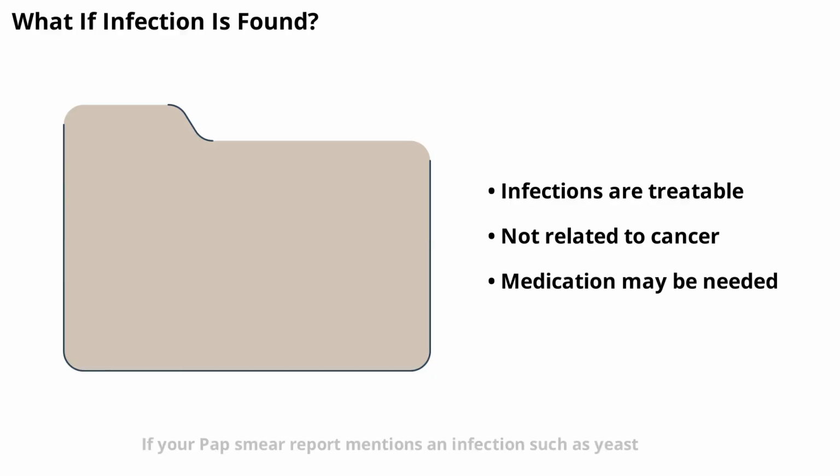If your pap smear report mentions an infection, such as yeast, trichomonas, or bacterial vaginosis, it means these organisms were seen in your sample. These infections are treatable and not related to cancer. Your doctor will prescribe medication if needed.